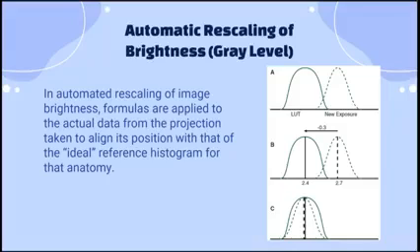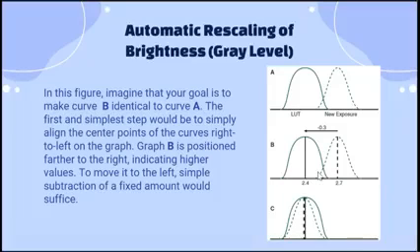Okay, so again, the software is called partitioned pattern recognition software. So as you can see, again, this same figure. In this figure, imagine that your goal is to make the curve B identical to curve A. The first and simplest step would be to simply align the center points of the curve right to the left on the radiograph. Graph B is positioned farther to the right, indicating higher value. So that means your brightness level for this new exposure, or the exposure we have acquired, is brighter than the reference LUT. So to move it to the left, simple subtraction of a fixed amount will suffice.